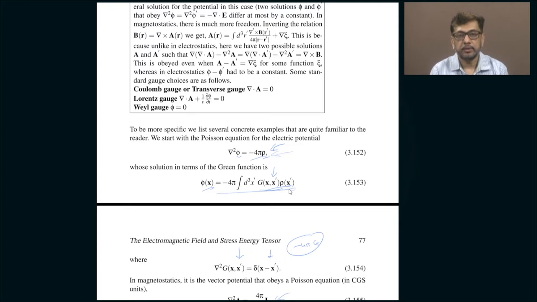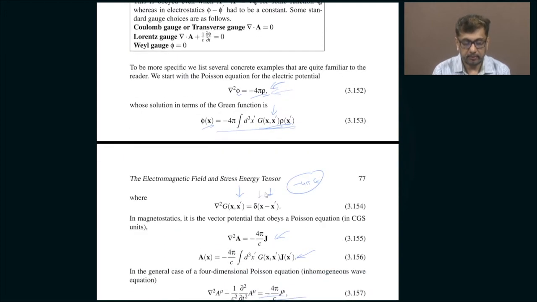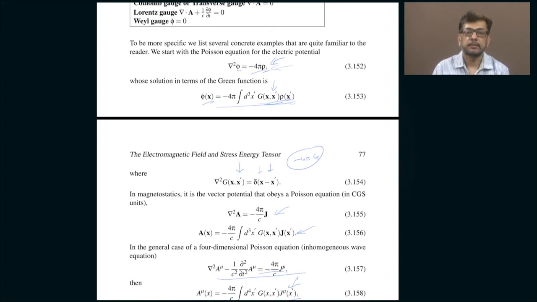it's the solution of the potential when there is a point source located at x dash. So, it's the solution of the potential at position x when there's a point source at x dash. So, that's exactly what this is. Similarly, this is what I just told you is electrostatics. But then you can also do something very analogous for the case of magnetostatics.